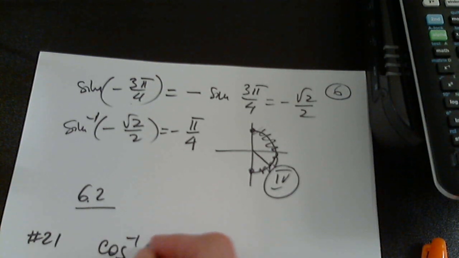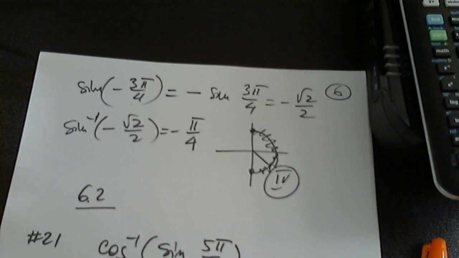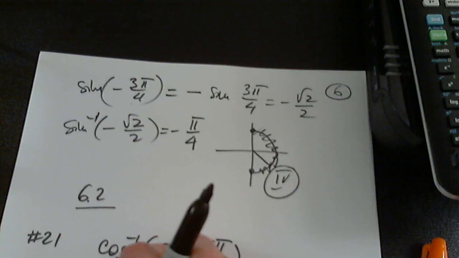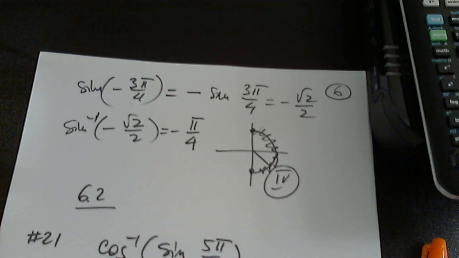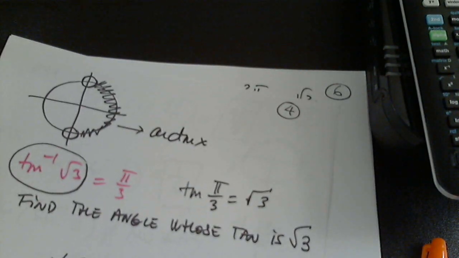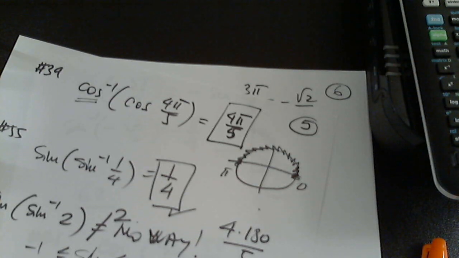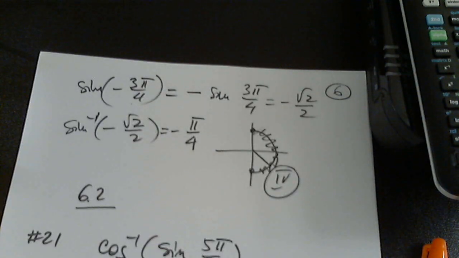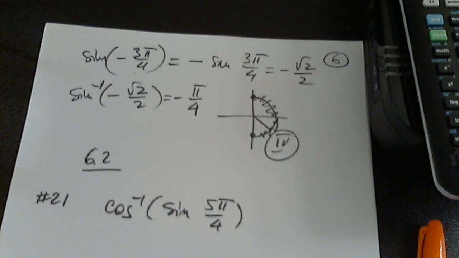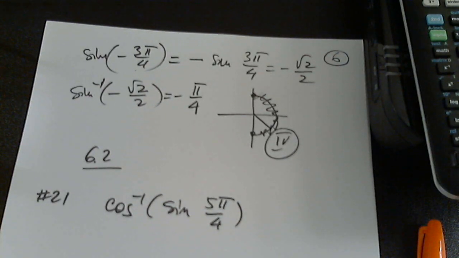Okay, cosine inverse of sine 5 pi over 4. These are not inverse functions, so I have to slowly take it one by one. I have to determine this and then apply cosine inverse to it. There is no way I can simplify anything here. Before, I was able to whenever I could, because the functions were inverses of each other. But now this is slightly different, so we have to do it one by one. So allow me to stop this.